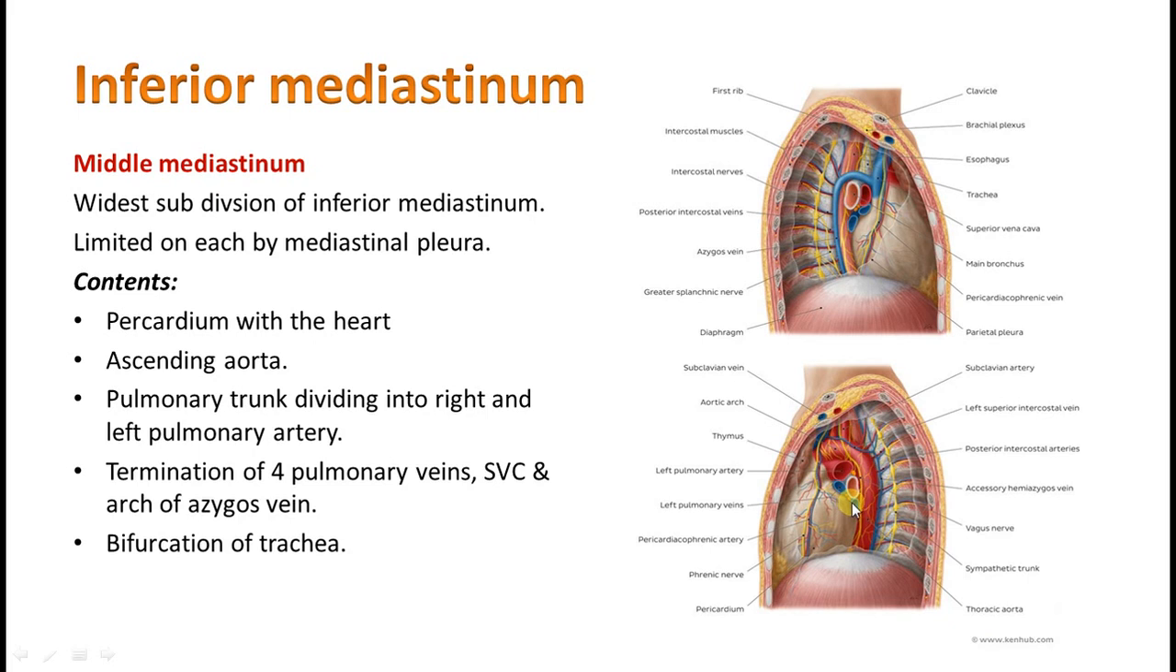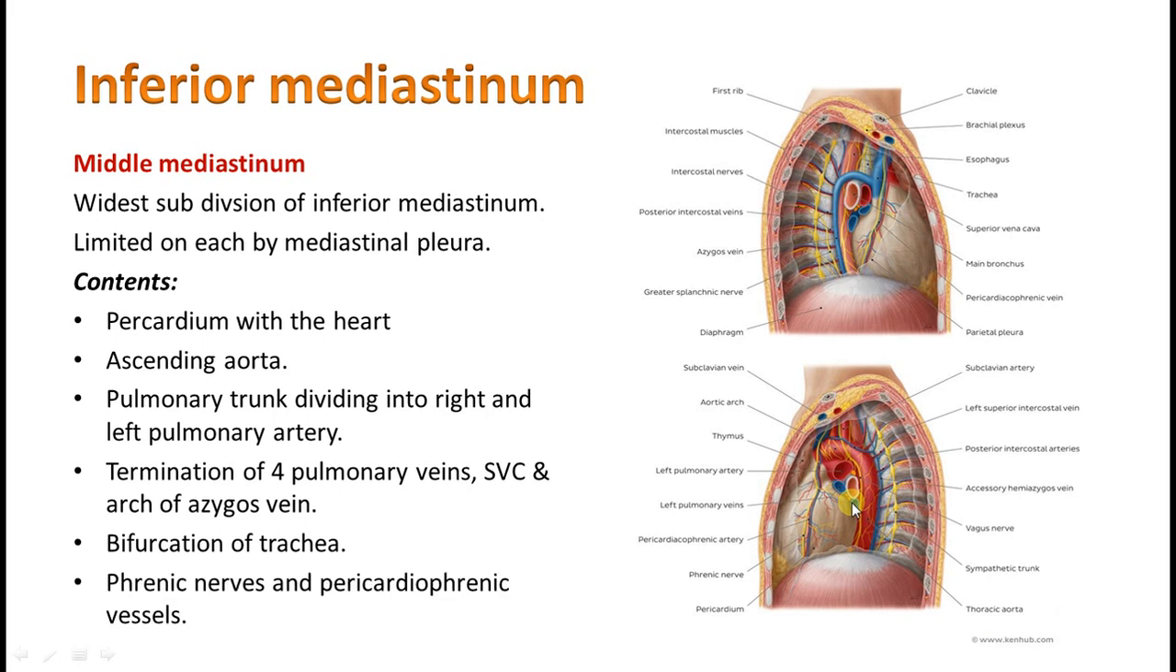We have already discussed these lung root structures, how they enter the hilum and how they are arranged. That order we have also discussed in detail in the lung class, from above downwards and from before backwards. So again I will repeat: the heart with its fibrous pericardium, then the great vessels attached to the heart, the pulmonary trunk dividing into right and left pulmonary arteries, ascending aorta, termination of four pulmonary veins, termination of SVC, and then bifurcation of trachea. These are the structures present in the middle mediastinum.